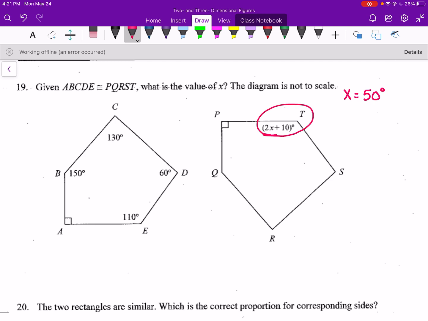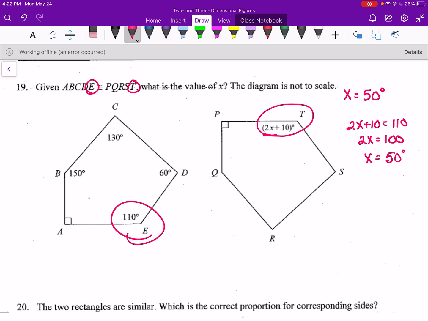X is over here at angle T, so it corresponds to angle E, so our equation is 2x plus 10 equals 110. Subtract 10 from both sides of the equation, divide both sides by 2, and we get x equals 50 degrees.